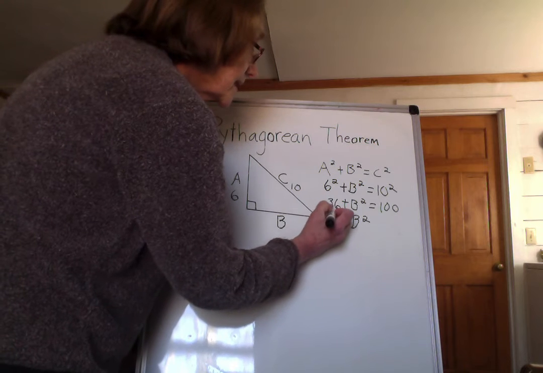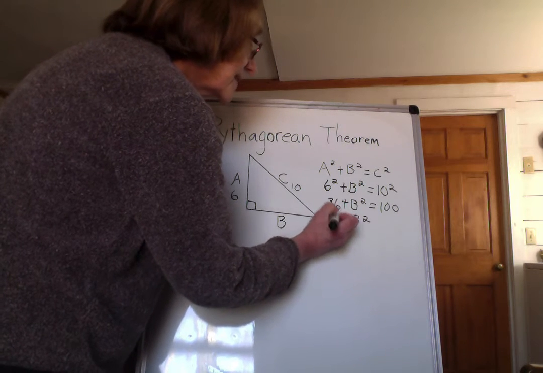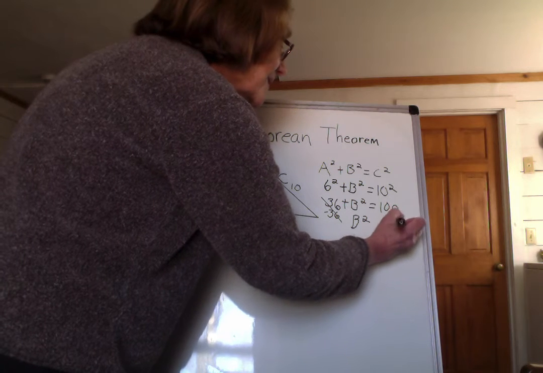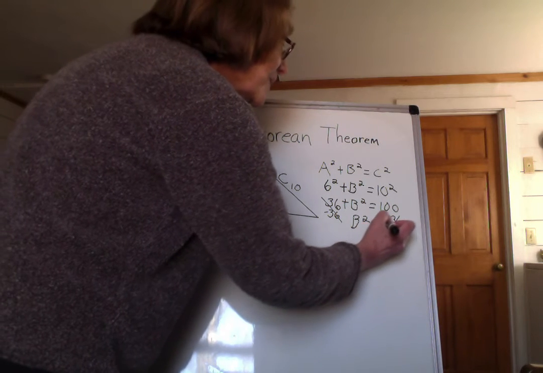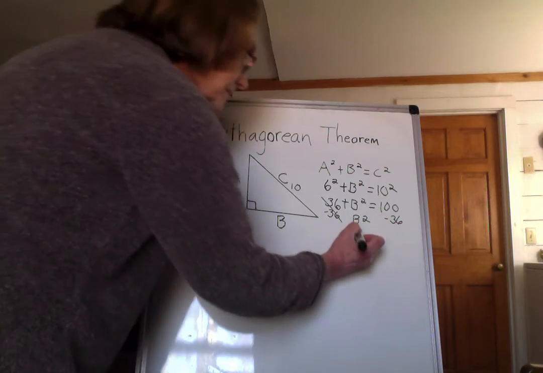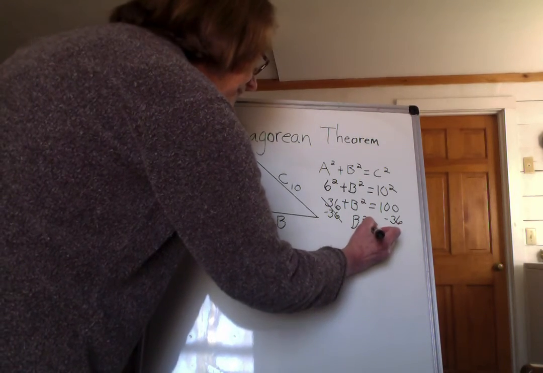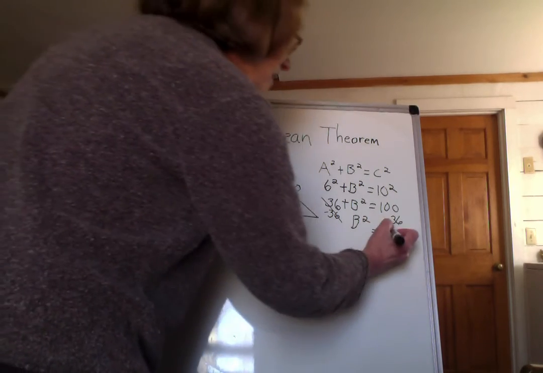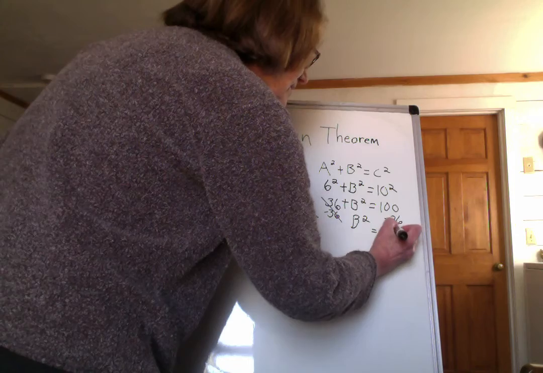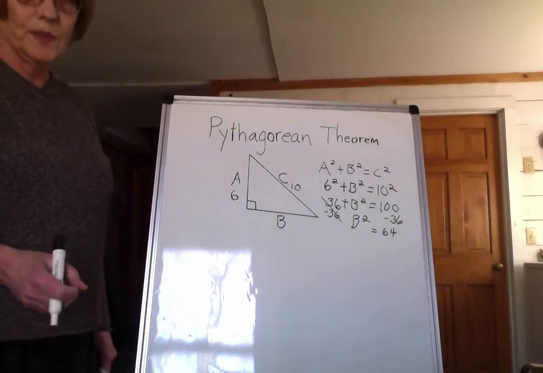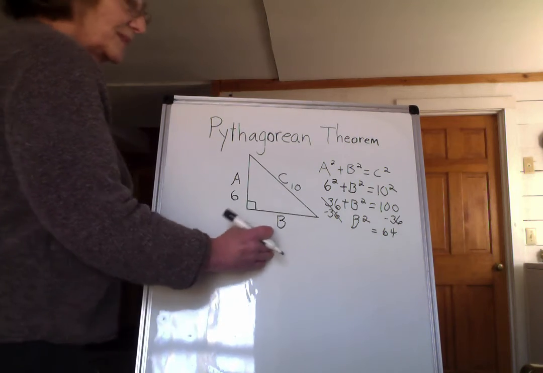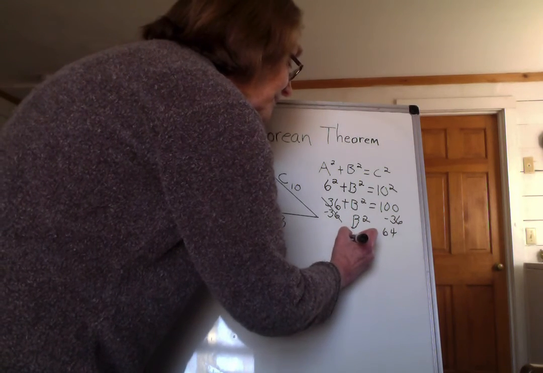Well, we can knock it out, right? And what we do to one side, we do to the other side. B squared equals 64. But we don't want to know what b squared is. We want to know what b is. So let's put it under the radical.